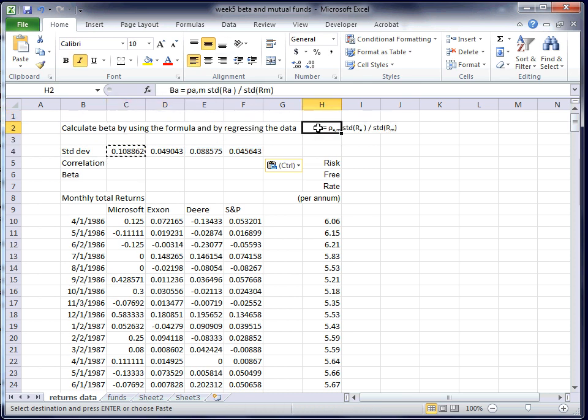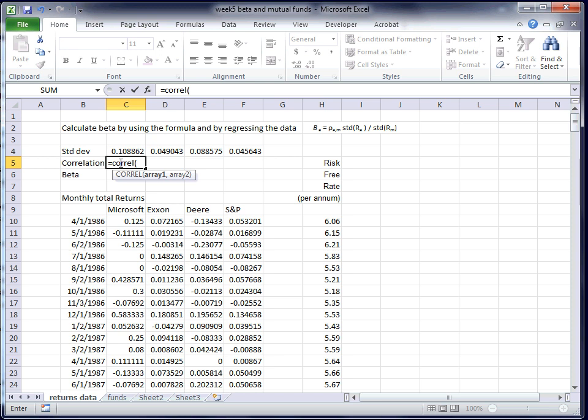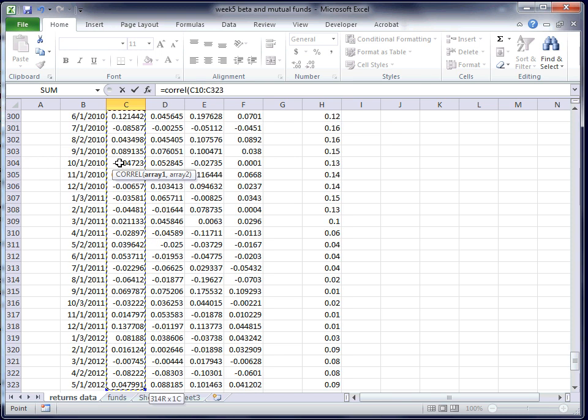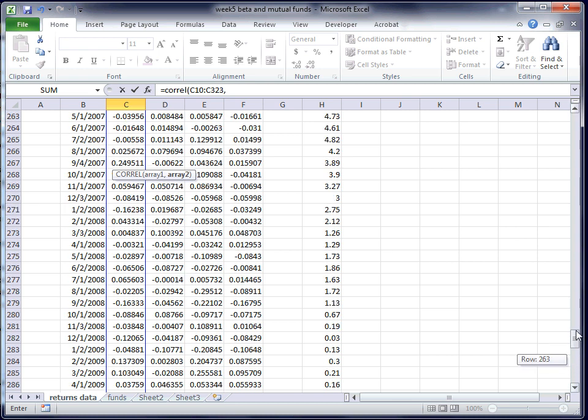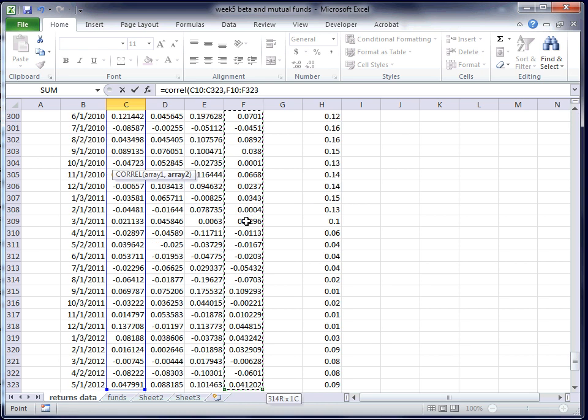The other thing I need is the correlation coefficient between the asset and the market. So that will be the correlation. I'm going to do the correlation coefficient between that and the S&P 500. I'm going to put dollar signs in here because I'm going to do some copying, and I want these columns to always remain the same.